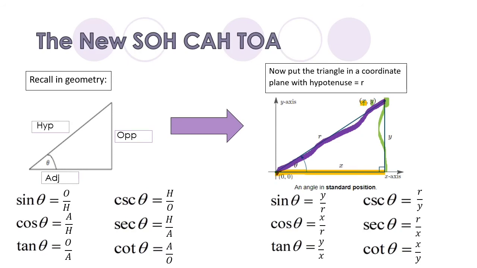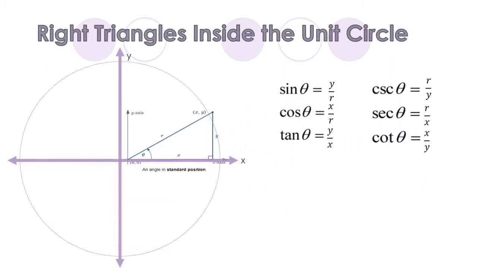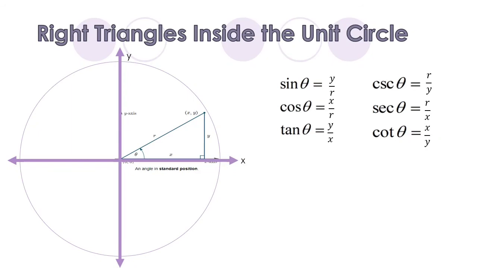Now, what does this have to do with the unit circle? Well, what we're going to do now is we're going to take this triangle and we're actually going to fit it inside of a circle. So as you can see, we have fit this inside the circle, and as I rotate this, I'm going to get a triangle every time. So on this point of the unit circle, sine of the angle would be y over r, cosine would be x over r, tan would be y over x, and so on and so forth.